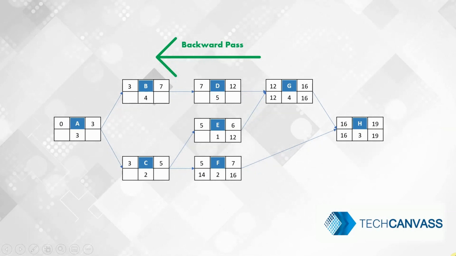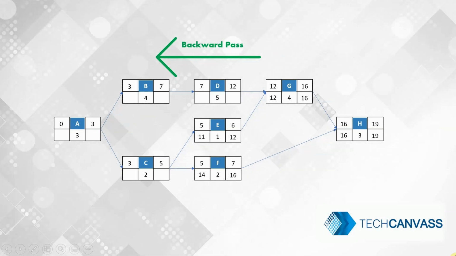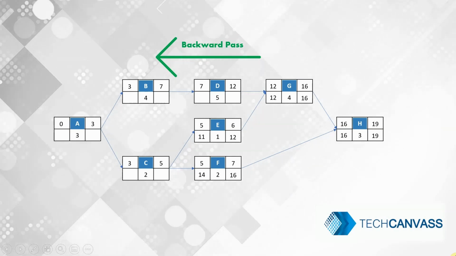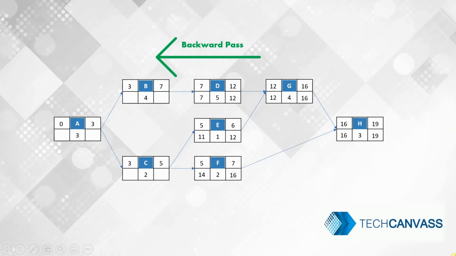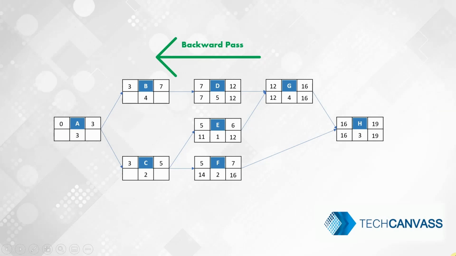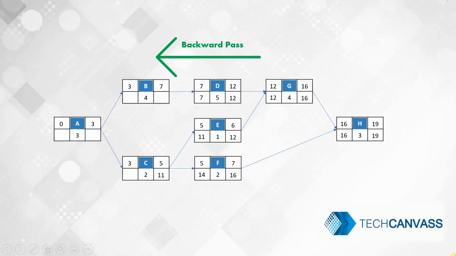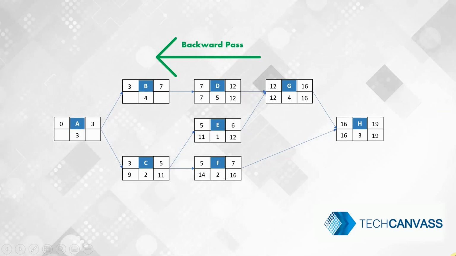For activity E, late finish is 12 and the late start is 11. For D, the late finish is 12 and the late start is 7. For C, the late finish is 11 and the late start is 9.